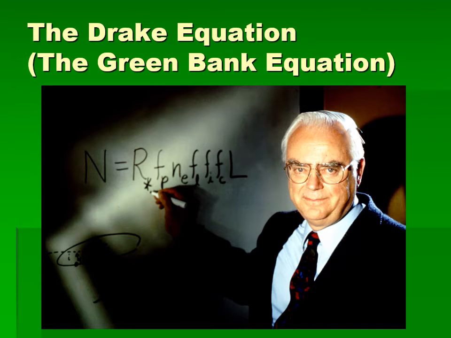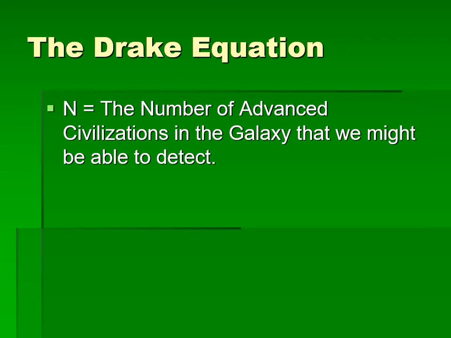All right, so what he did was he got a lot of scientists together at a conference at Green Bank Observatory to discuss the possibility of life out there. And to organize his conference, he wrote an equation. This is how physicists do stuff. And the equation has several terms.